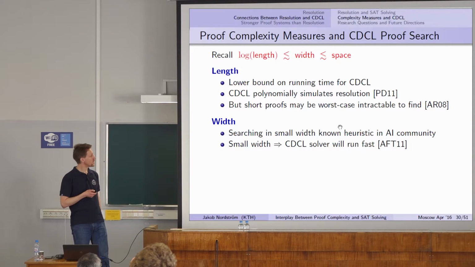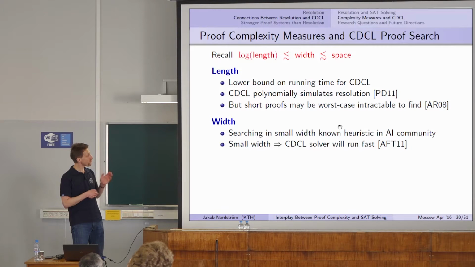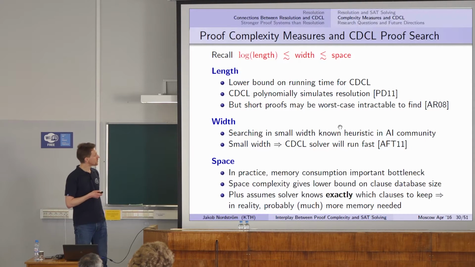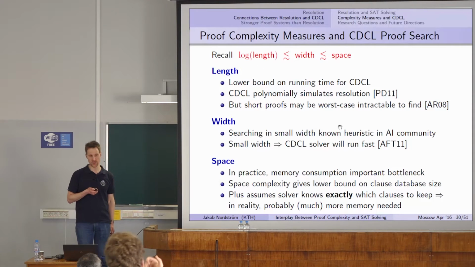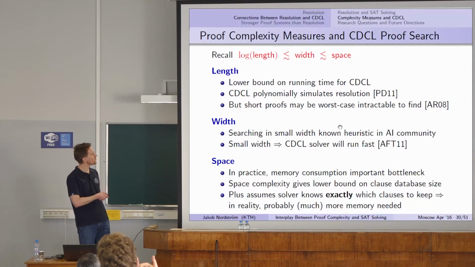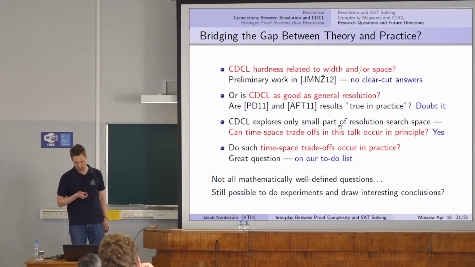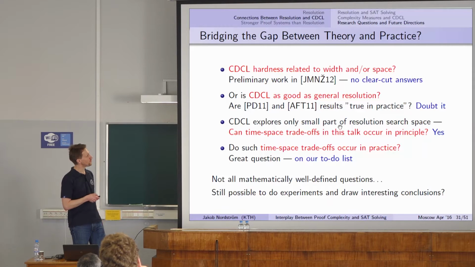For width, it's a known heuristic to search for proofs in small width, and there are again theoretical results saying that if a formula has small width complexity, then the CDCL solver will run fast. And for space, of course, we know from practice that memory management is a huge concern. So there are cases to be made for all of these measures potentially being relevant for actual performance. I did some fairly extensive experiments on this, and the depressing answer was that reality is somehow not complying with theory.